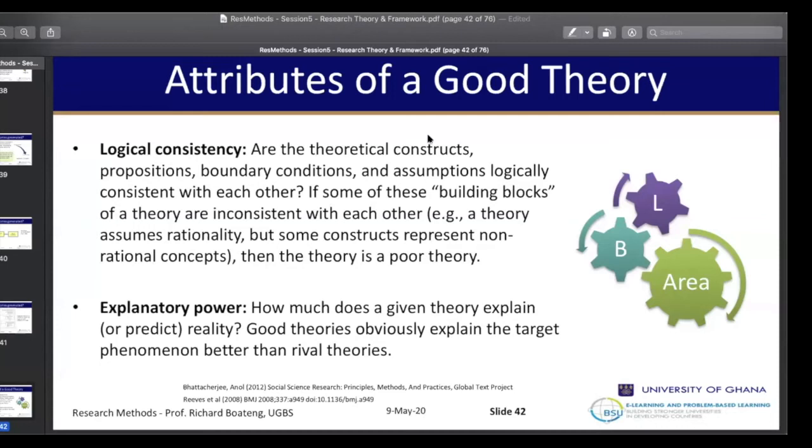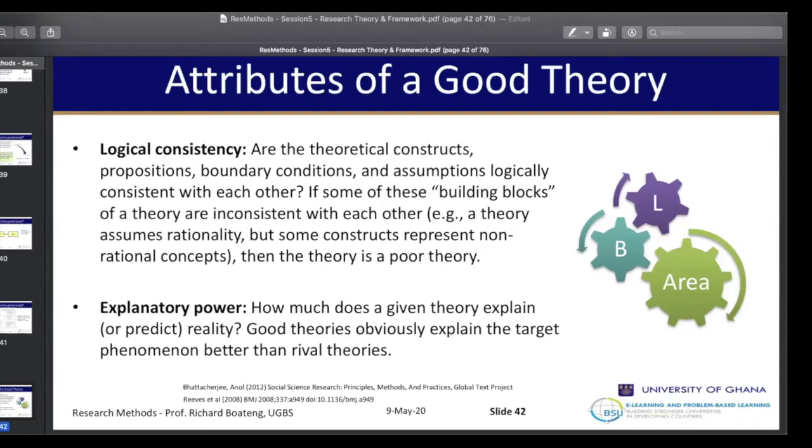Then the theory should have good explanatory power. I will give illustrations as we go on. Explanatory power means how much the given theory explains or predicts the reality. Good theories explain the target phenomenon better than rival theories. So, the theory that you are using, can it explain the concept you are trying to study very well? That's the question. Or are there other aspects of the concept you're trying to study that are not well explained by the theory?